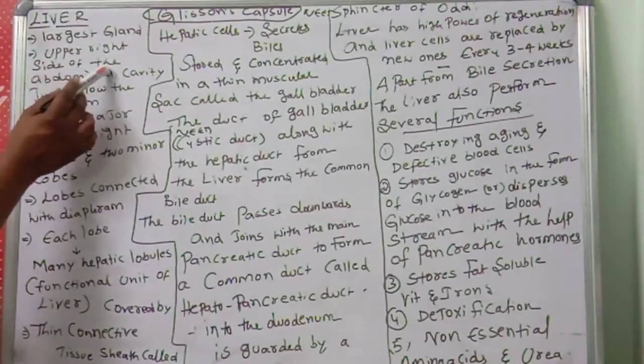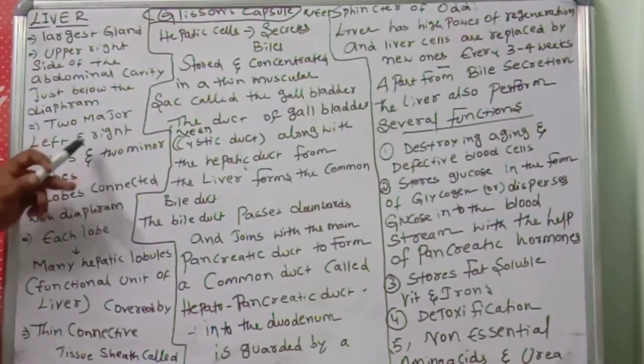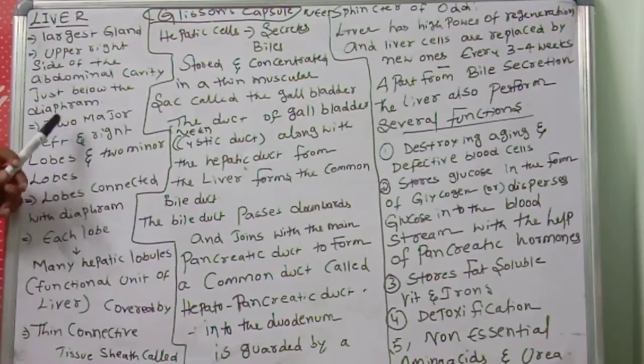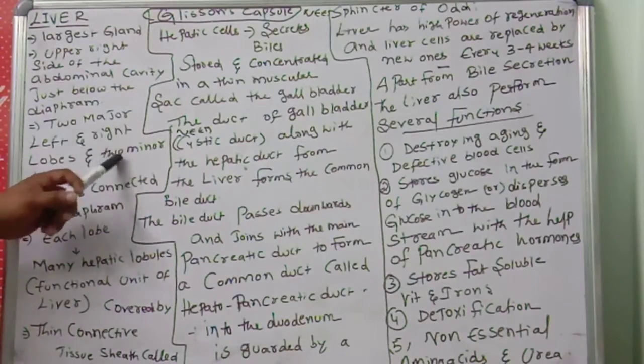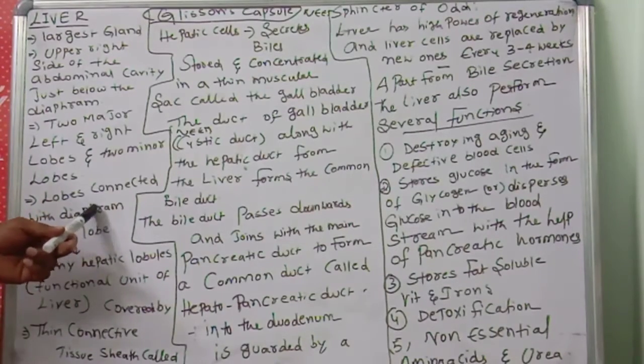It is located in the upper right side of the abdominal cavity, just below the diaphragm. Two major left and right lobes and two minor lobes are present in the liver. These lobes are connected with the diaphragm. Diaphragm, you know very well.